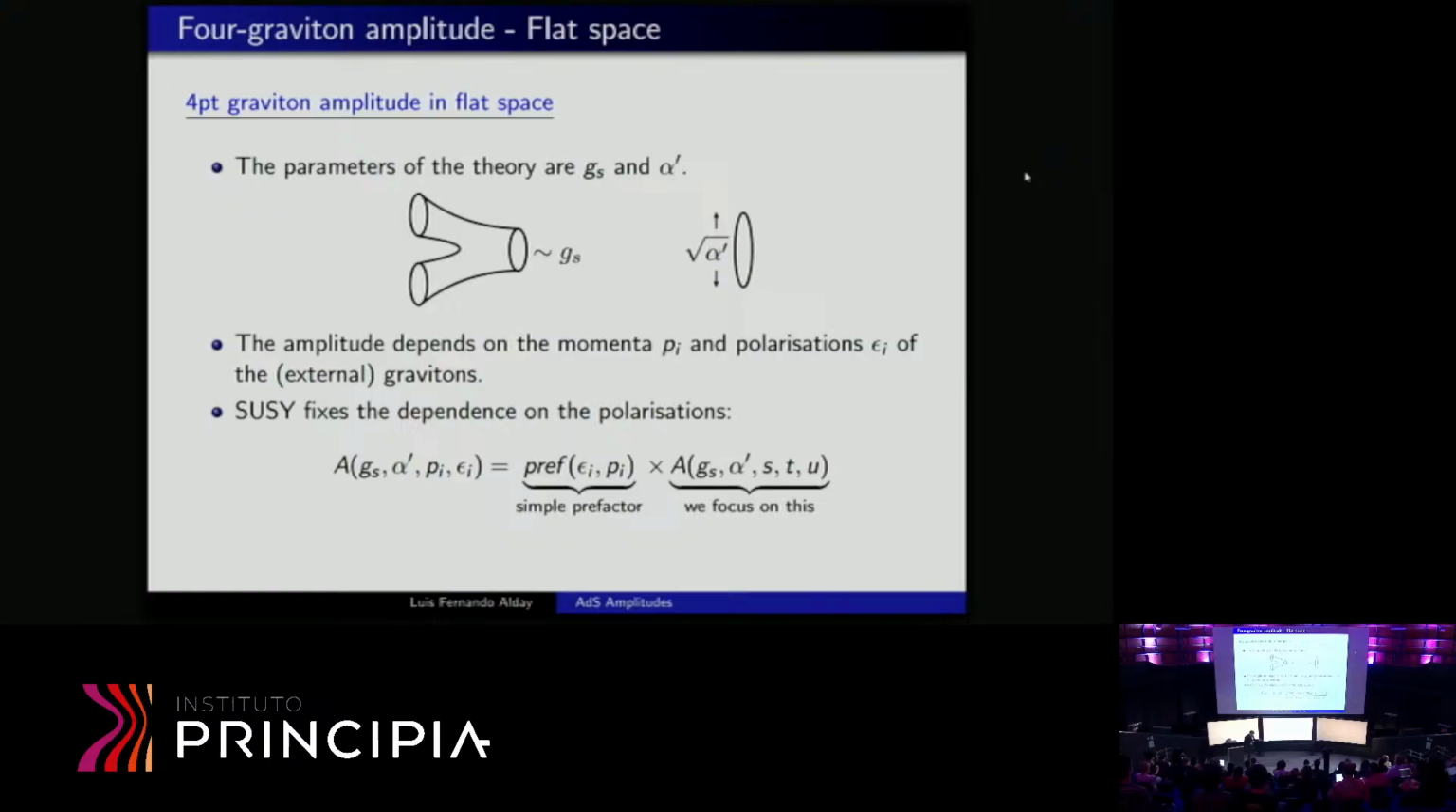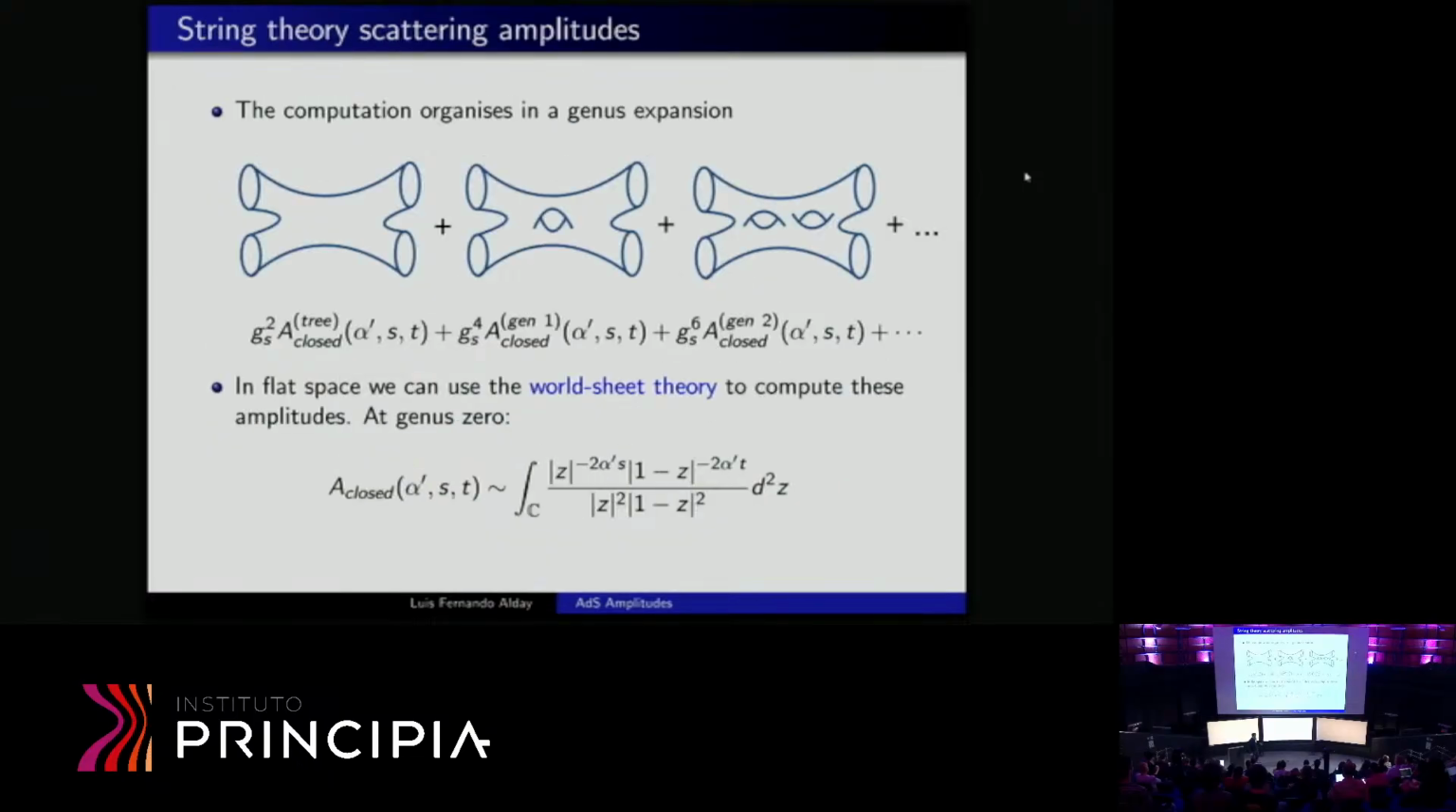We know that for string theory, the computation organizes in a genus expansion, so that if you expand this quantity in powers of GS, you get tree-level, genus 1, genus 2, etc. In principle, in flat space, we have a worldsheet theory to compute these things. This becomes extremely hard, very fast, actually. But for this talk, we will just focus on tree-level amplitudes. So we are looking at these sorts of amplitudes, and we will look at those also in AdS.